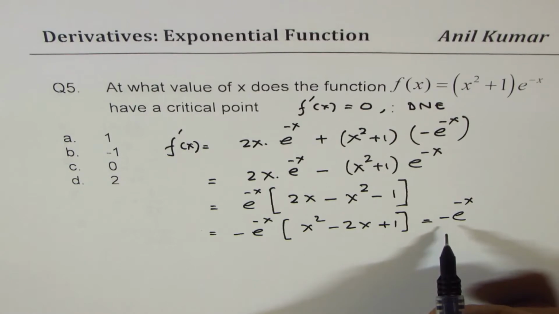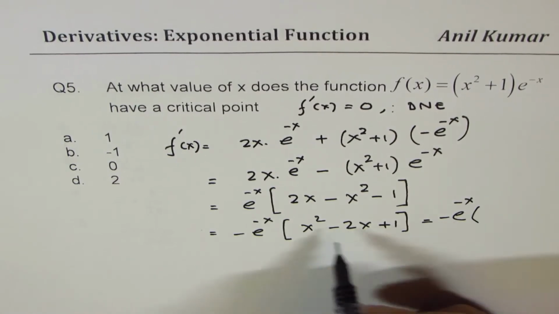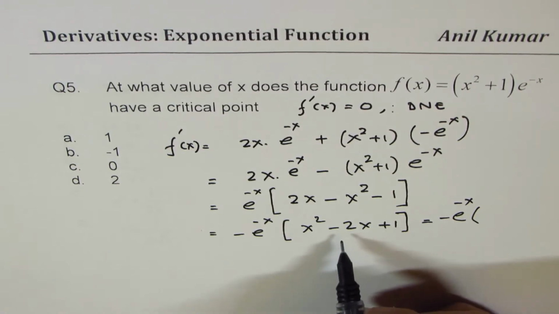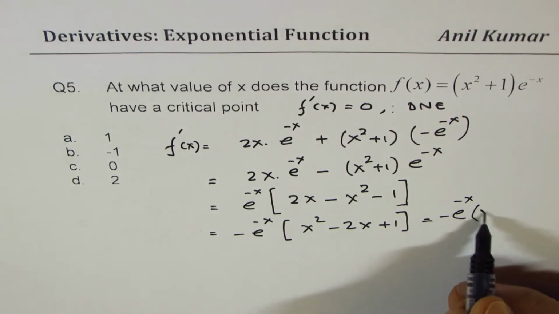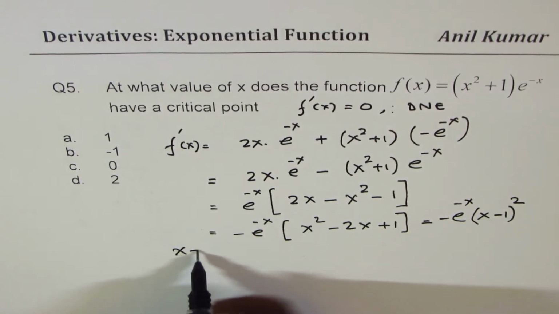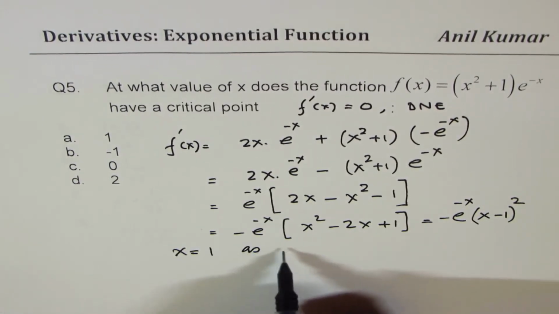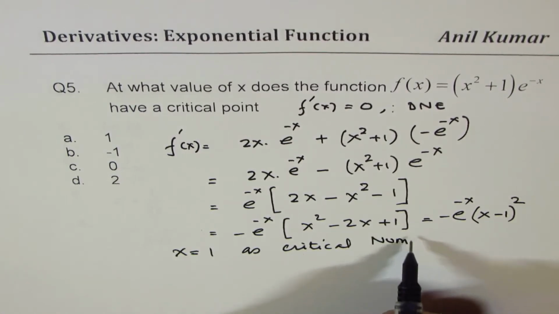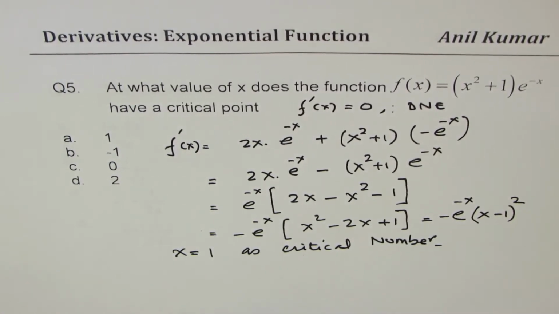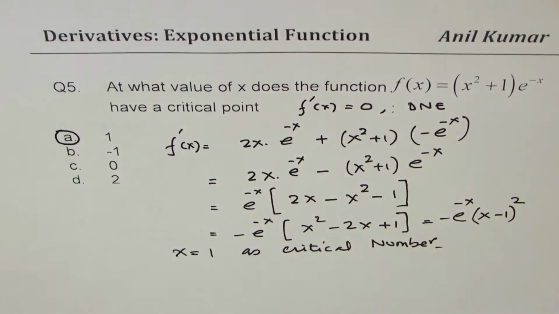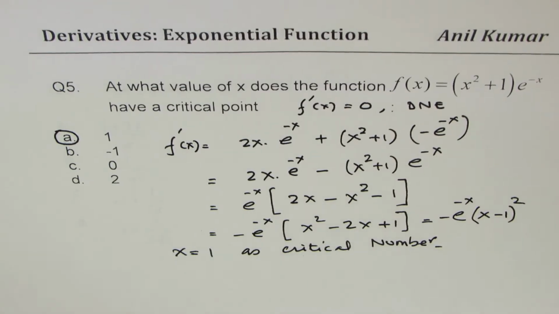Now this function can never be 0. And whatever quadratic function you have here, we're looking for a product of 1. And when you add, you get minus 2, which is x minus 1 whole square, correct? So we have x equals 1 as the critical number. So the idea is also to understand all the concepts as we move along. So the critical number is at x equals 1. So I hope that is absolutely clear.